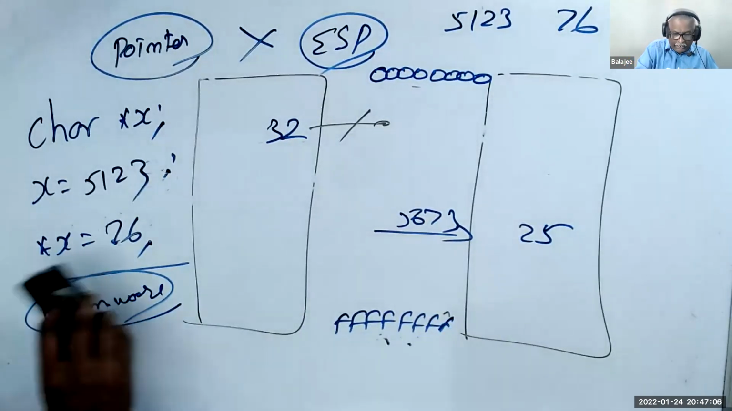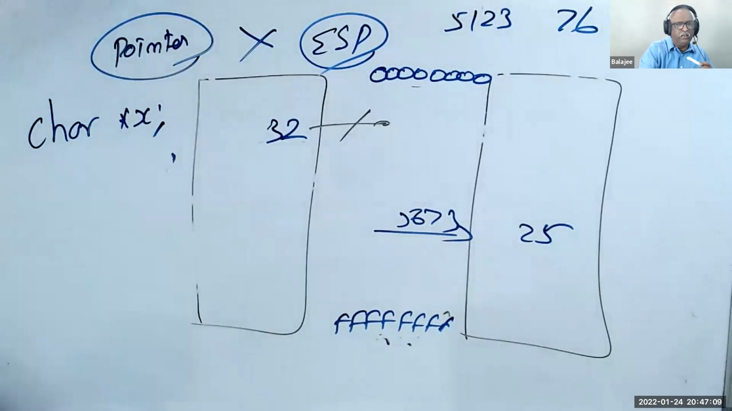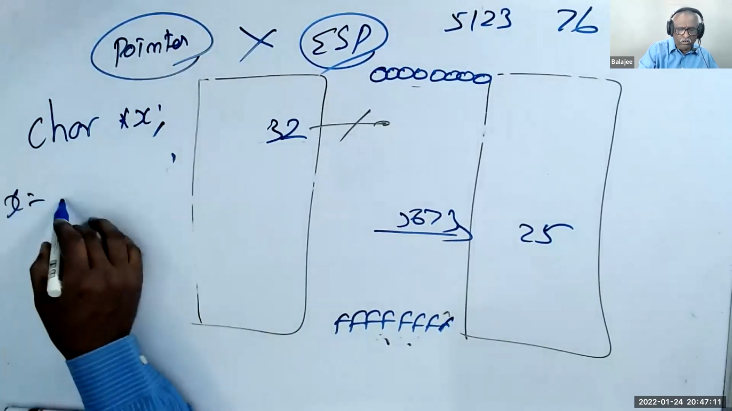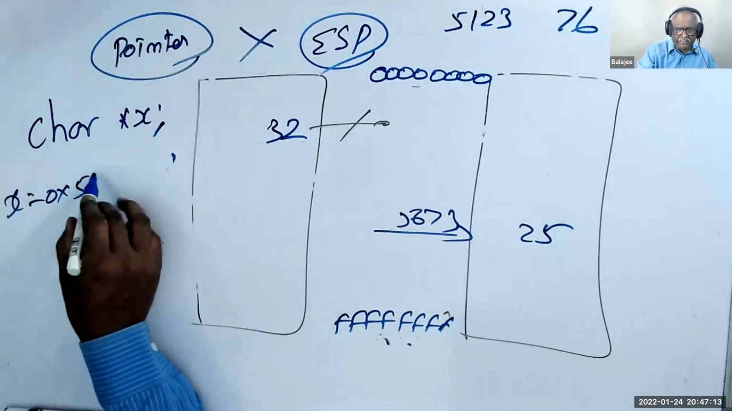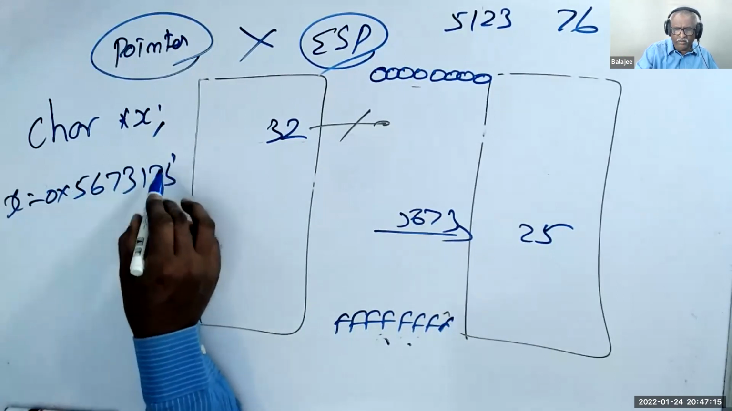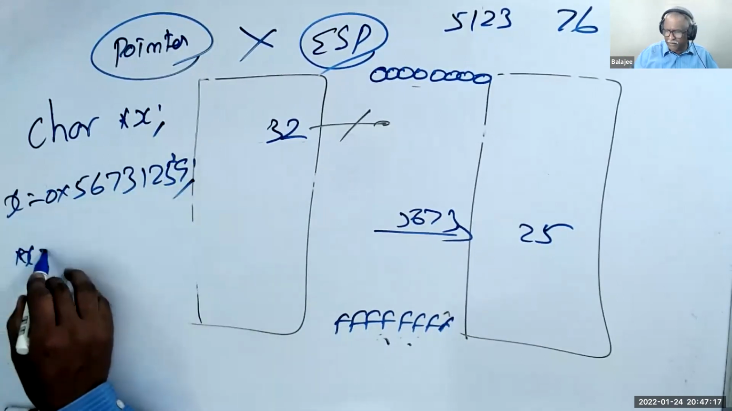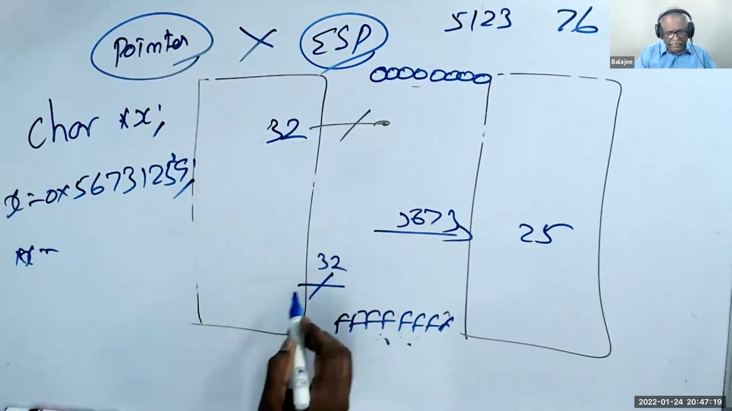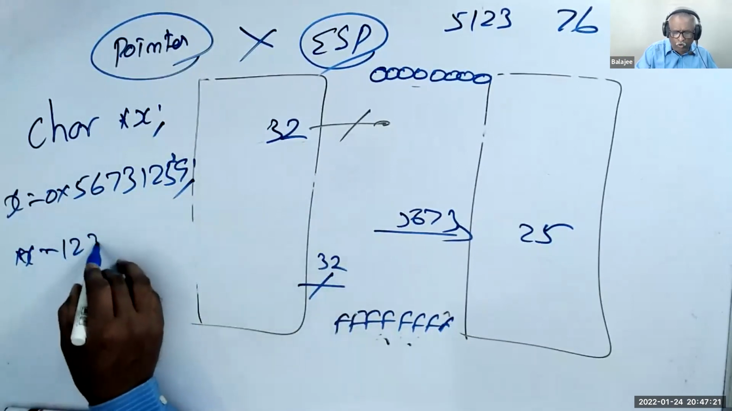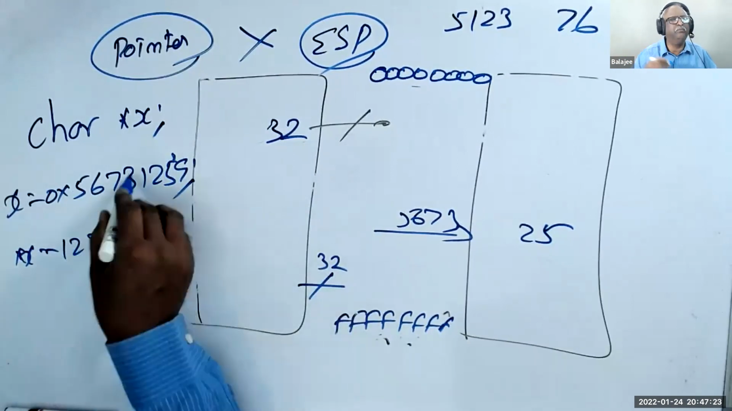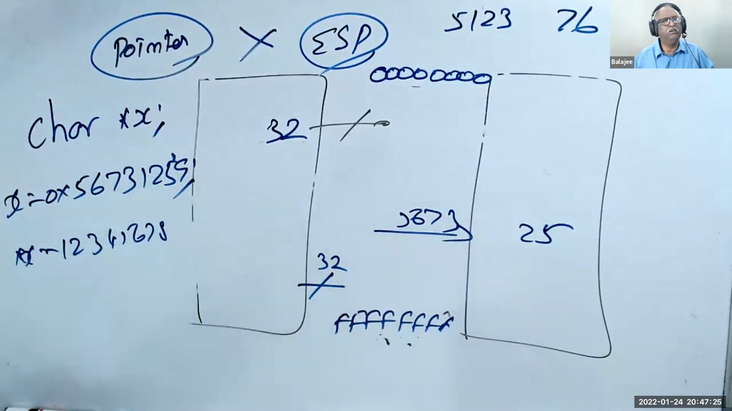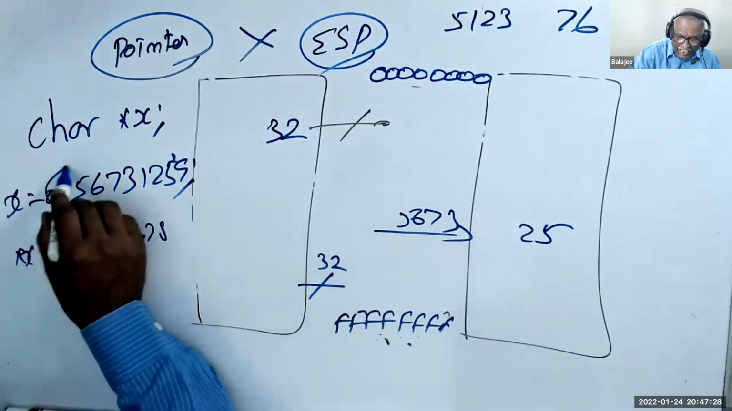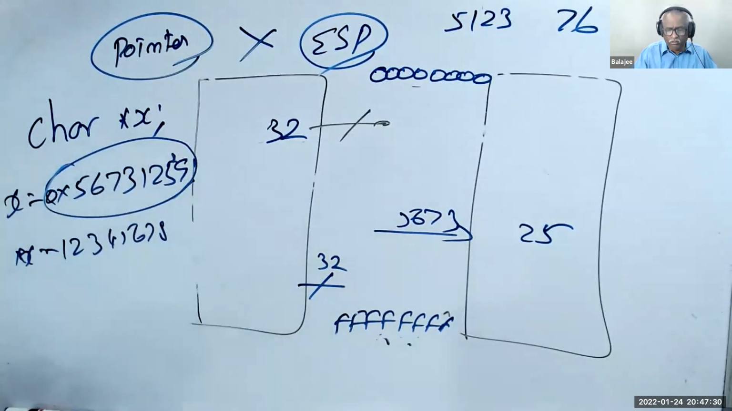That means that you can address anywhere. You can put here x is equal to 0x56731259. Star x is equal to, let's say I'm 32-bit data bus, I can write 1, 2, 3, 4, 5, 6, 7, 8. You can write anything. It's all possible. So you can write anywhere as you like in firmware.